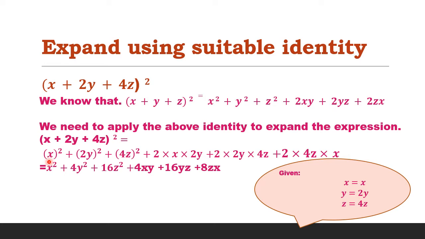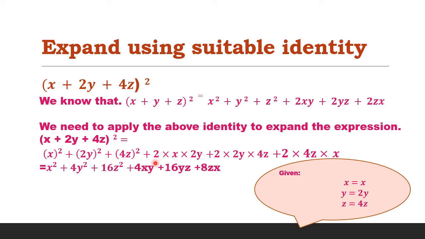Don't forget to put the brackets. Like x means x whole squared. y over here is replaced with 2y whole squared. This is very crucial. Write the bracket and we say it is whole square. It's not 2y square, it is 2y whole square. And then replace z with 4z. So you get 4z whole square.